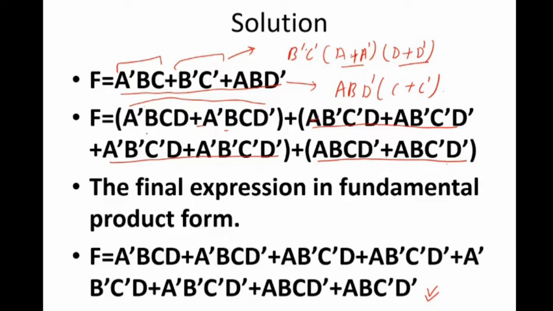Now, one point to be noted here is that while writing the fundamental product form, all variables should be in order. Clear? A is on the first position, next B, next C, and the last is D. That should be kept in mind. That is an important point: the order of variables should be the same in each fundamental product.